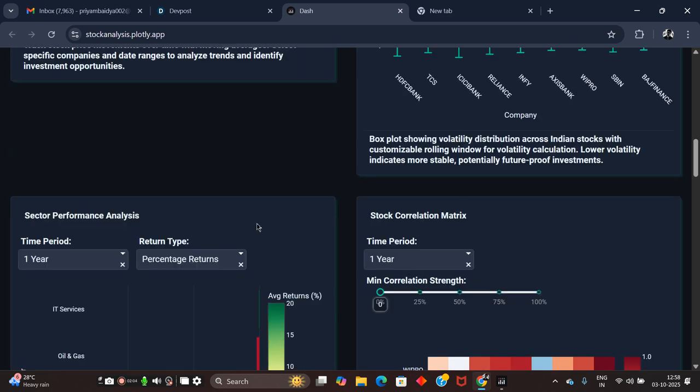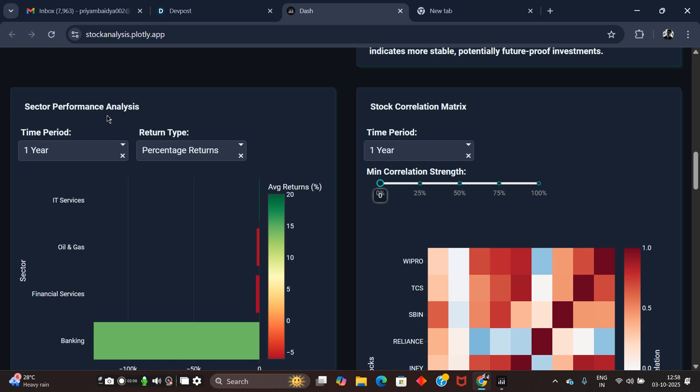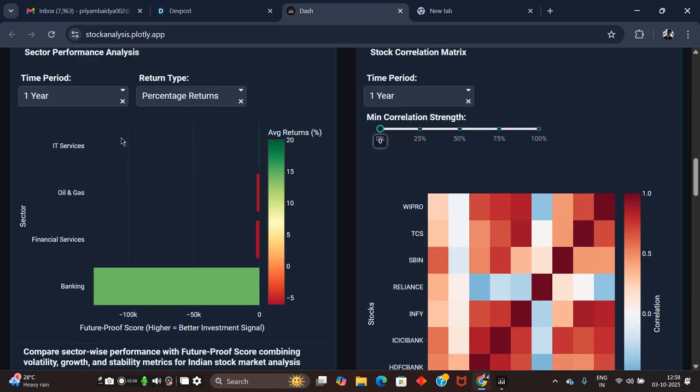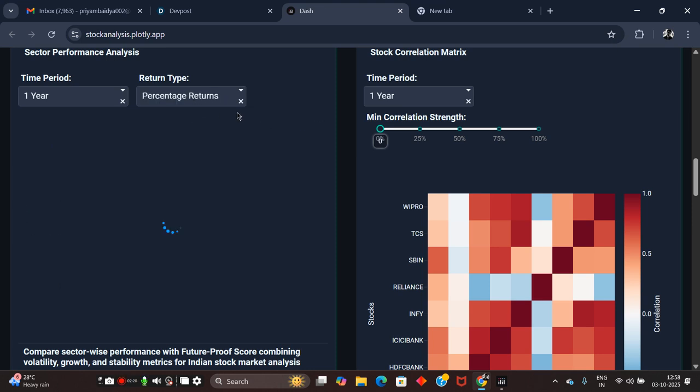Then the next, if we come downwards, we see the sector performance analysis. This bar chart compares sectors like banking, IT, and energy over 1 year or 2 year ranges. See, the ranges are also mentioned here: 2 years or 1 year. The percentage returns or absolute returns, all this.